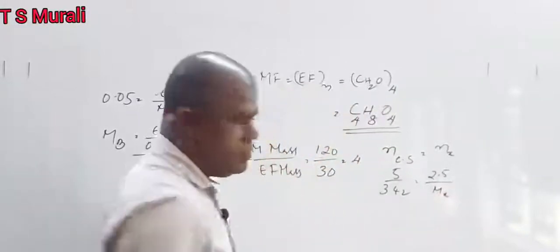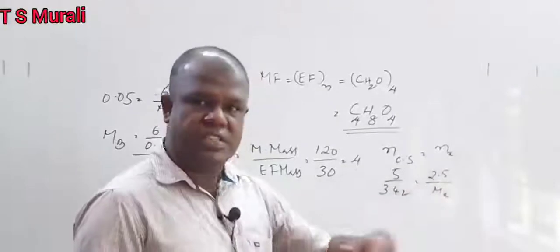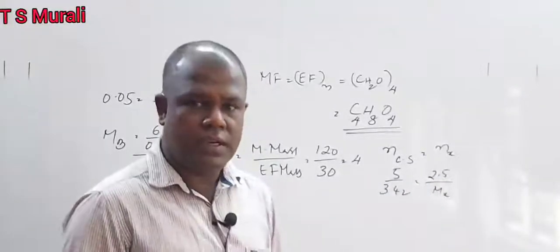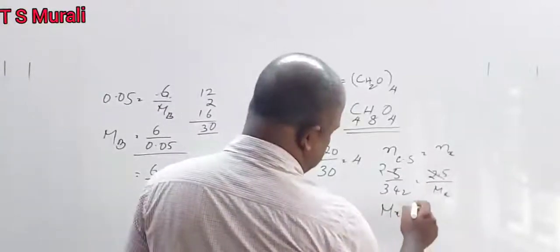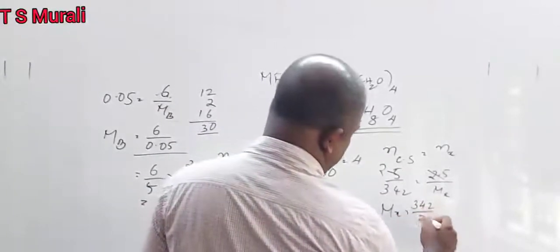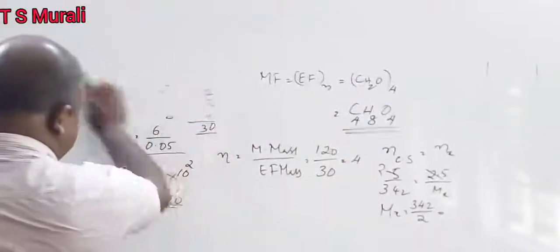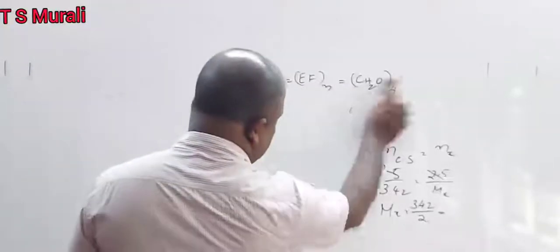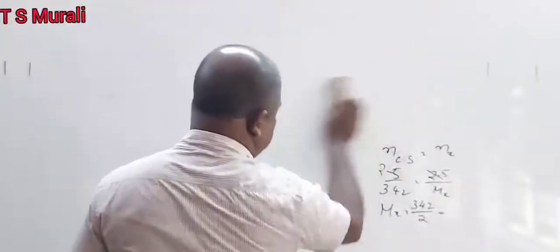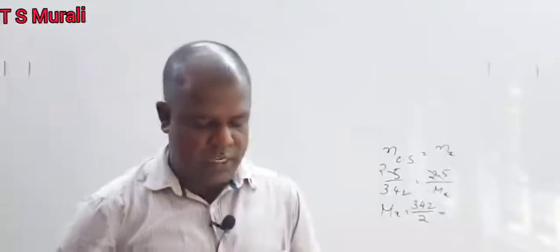We don't know Mx. Number of moles is obtained by weight by molar mass. Weight percentage you take as weight. So when we are cancelling, it becomes 2. So Mx equal to, what is the answer? 342 divided by 2. Answer is there. Clear? So that is over. Next one. You find the answer and tell me. I am not solving each and every step of the question.